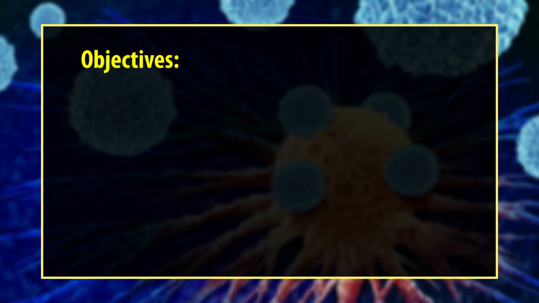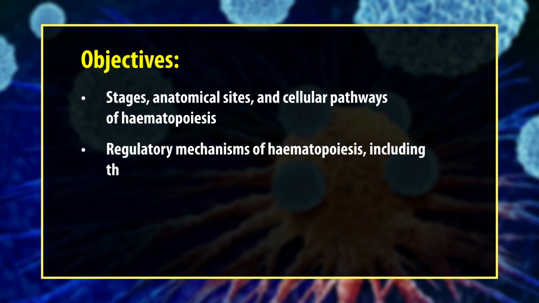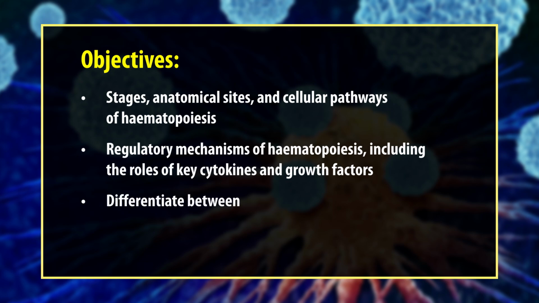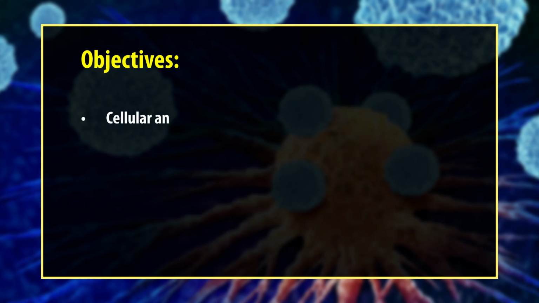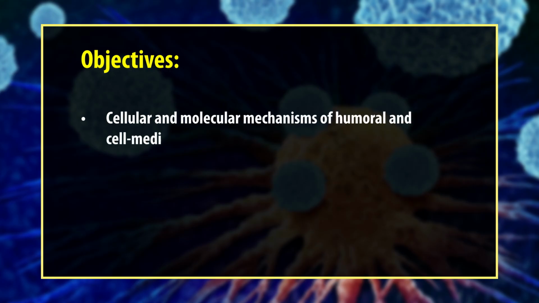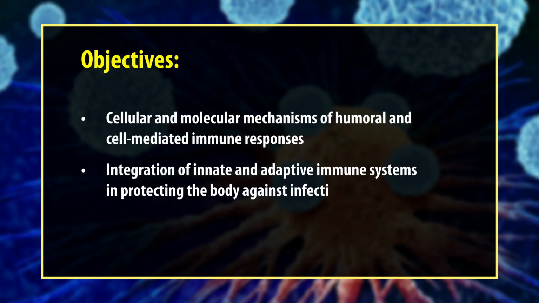The learning objectives of today's topic are to explain the stages, anatomical sites and cellular pathways of hematopoiesis; to analyze the regulatory mechanism of hematopoiesis, including the roles of key cytokines and growth factors; to differentiate between innate and adaptive immunity in terms of components, mechanisms and functional attributes; to describe the cellular and molecular mechanism of humoral and cell-mediated immune responses; to evaluate the integration of innate and adaptive immune systems in protecting the body against infections and tumors.